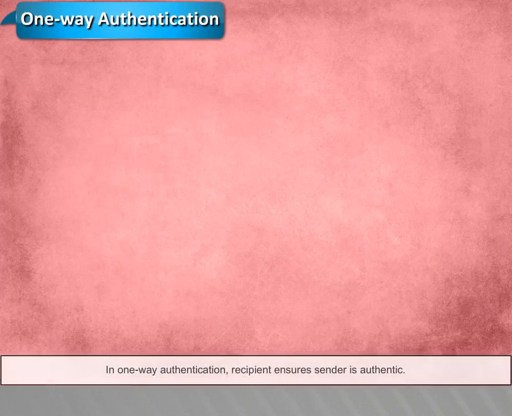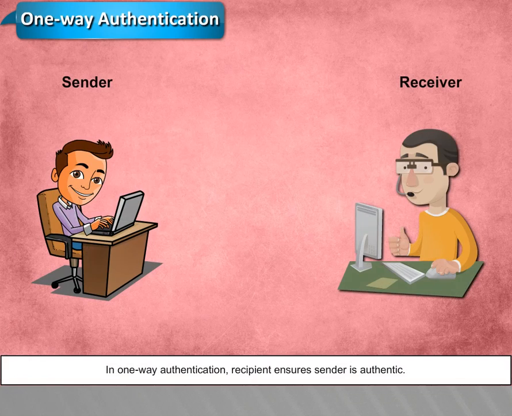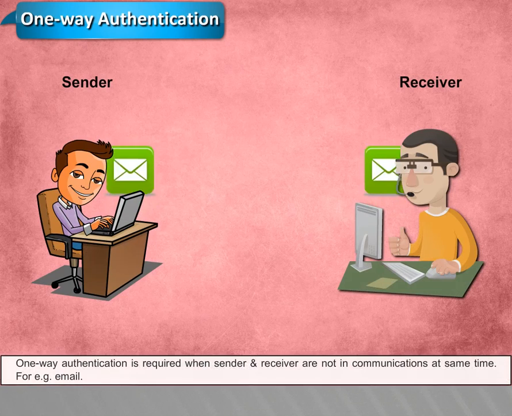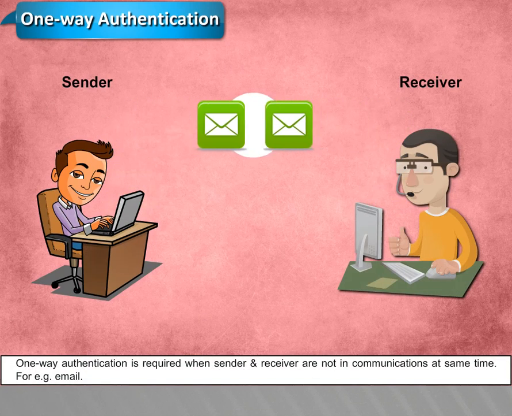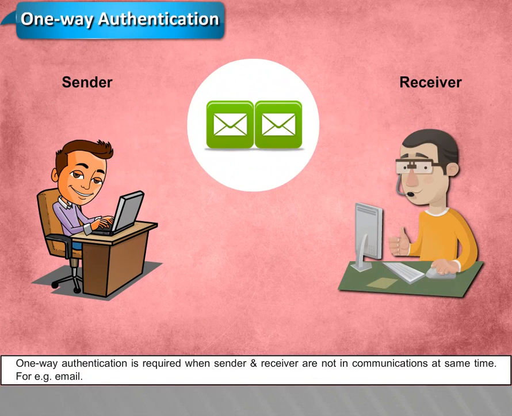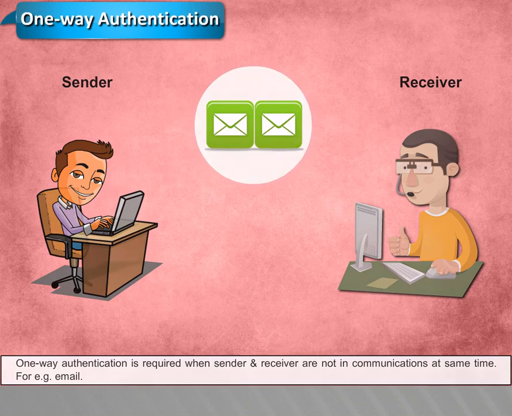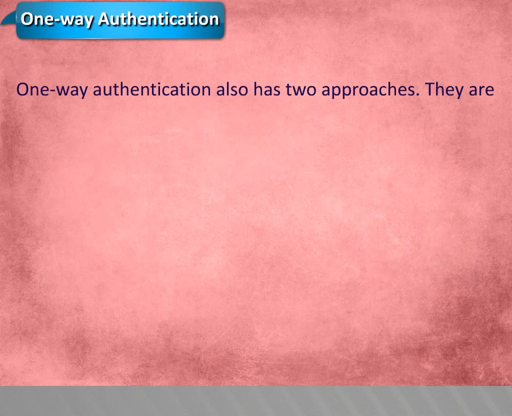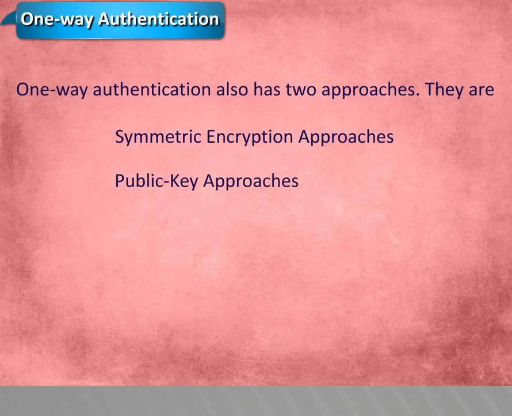One-way authentication. In one-way authentication, the recipient ensures the sender is authentic. One-way authentication is required when sender and receiver are not in communication at the same time, for example, email. One-way authentication also has two approaches. They are symmetric encryption approaches and public key approaches.